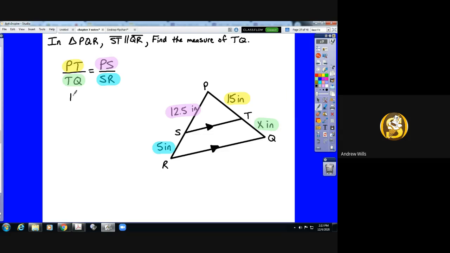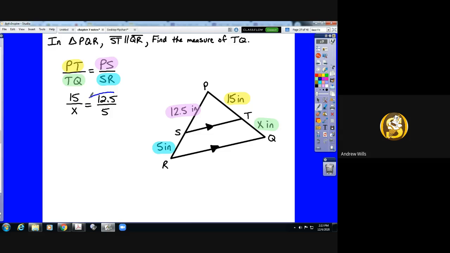That'd be 15 over x equals 12.5 over 5. And we would solve that proportion. Once again, I'd like you to cross multiply and type the answer into the chat. Oh, you're way ahead of me. Okay, good.